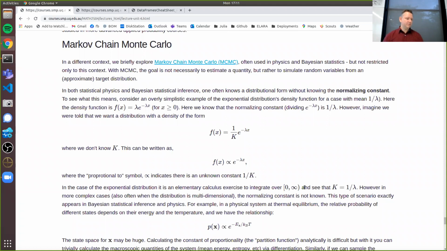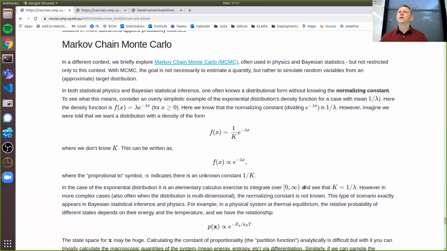So the example we're having here is we have some function of X. In the case we've got here, f of X is proportional to e to the minus lambda X. So it's just an exponential tail. Okay. And there's some constant 1 on K out the front. Okay. Now, in this case, analytically, we can integrate e to the minus lambda X and get 1 on lambda.